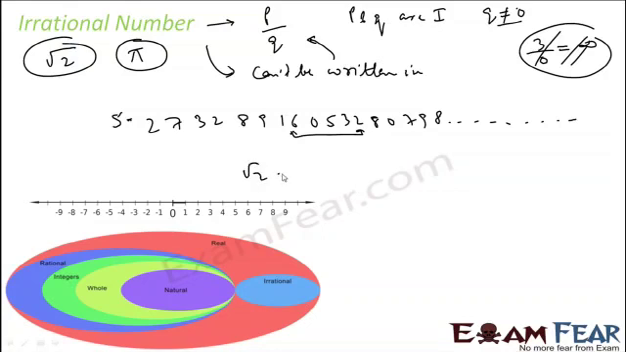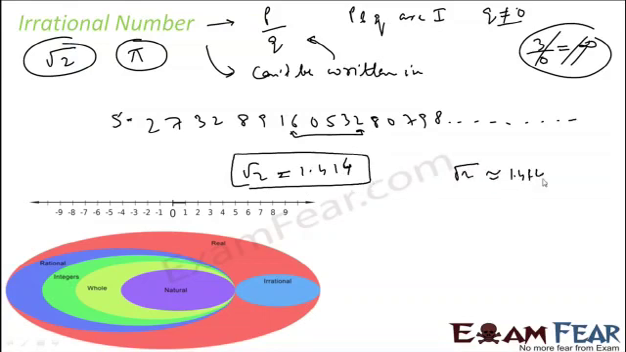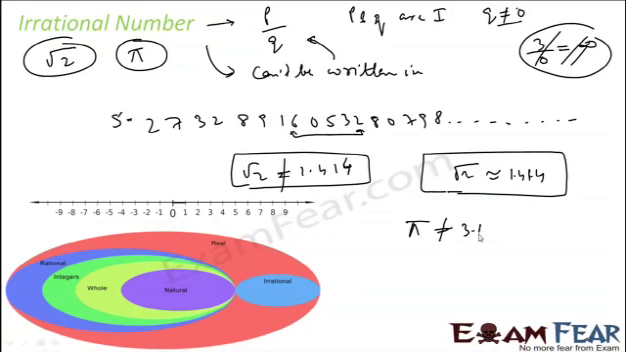We say root 2 is 1.414. That is, we can't say root 2 is 1.414. Actually, root 2 is approximately 1.414. I hope you understand the difference between equal to and approximately equal to. Because root 2 is not equal to 1.414. Just for our ease of calculation, we say root 2 is 1.414. Similarly, pi is not equal to 3.14. Just for our ease of calculation, we assume pi as 3.14. Actually, if you try to find the value of pi, the list continues. We have so many numbers here, right?